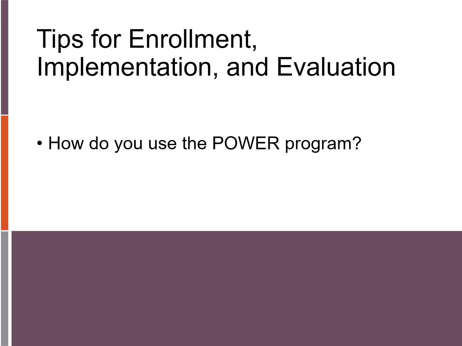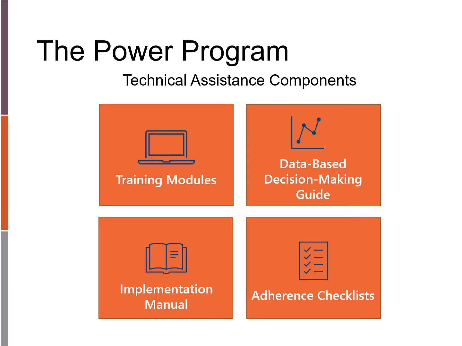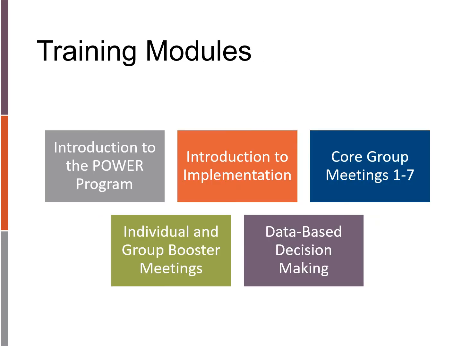Now that we have discussed the core components of the POWER program, here are some tips for enrollment, implementation, and evaluation. There are 4 technical assistance components intended to support you in implementing the POWER program. The first you have already found, these training modules. There are several training modules for you to watch.